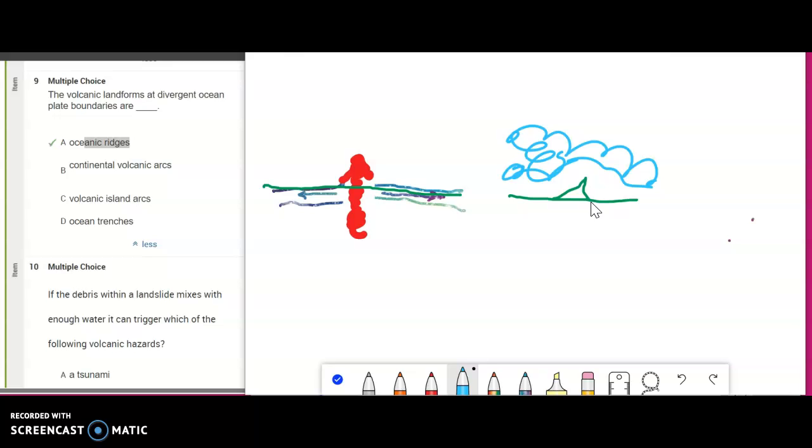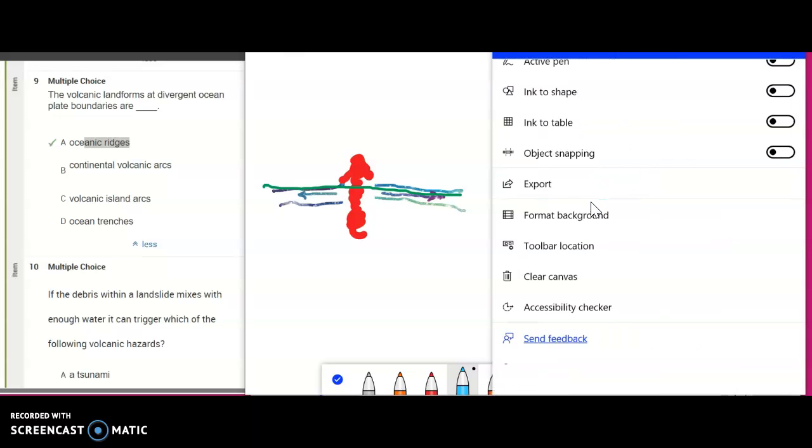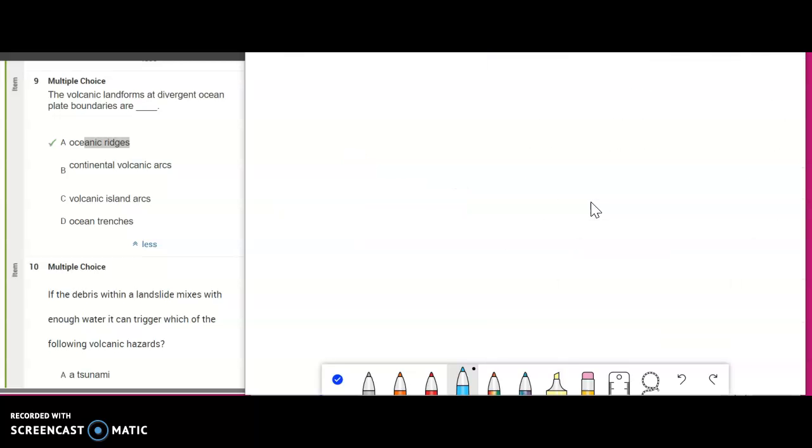Continental volcanic arcs are caused by continental and oceanic crust coming together. We learned that on the last test. Volcanic island arcs are oceanic and oceanic crust coming together. And ocean trenches are when oceanic crust and continental crust come together. And you've got a trench behind where the subduction happens. So your correct answer for number 9 is A. I'll let you process on that one for a second. If you need to pause the video to think about it and write some things down, please don't hesitate to do that.